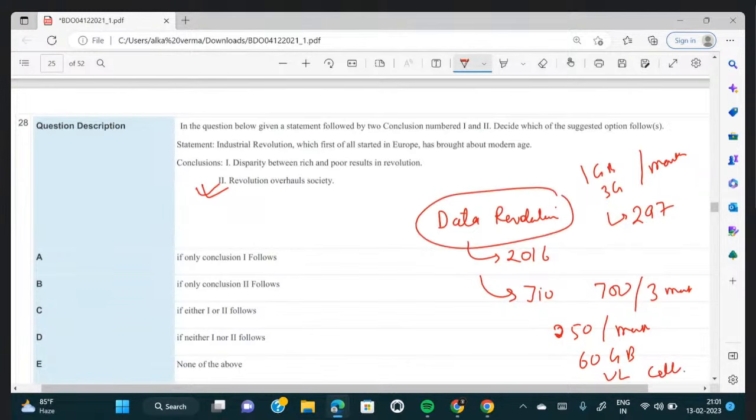It changed the society. It changed the amount of data we are using. It brought India number one in internet usage. So definitely revolution means change in the society. But disparity between rich and poor result in revolution? No, that is not the case.